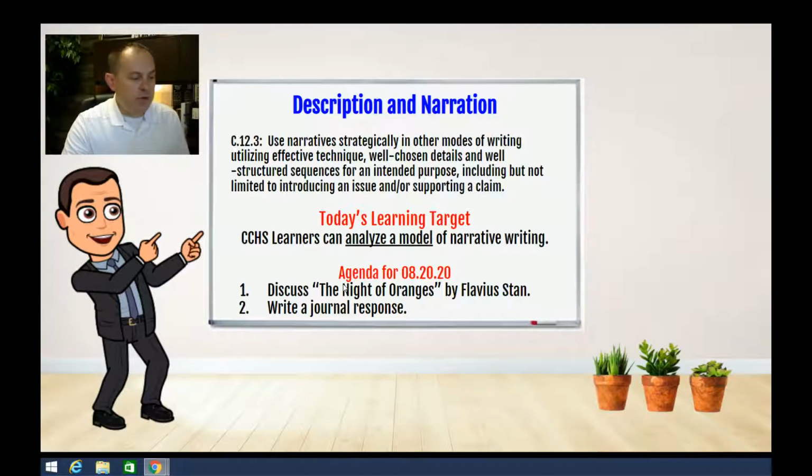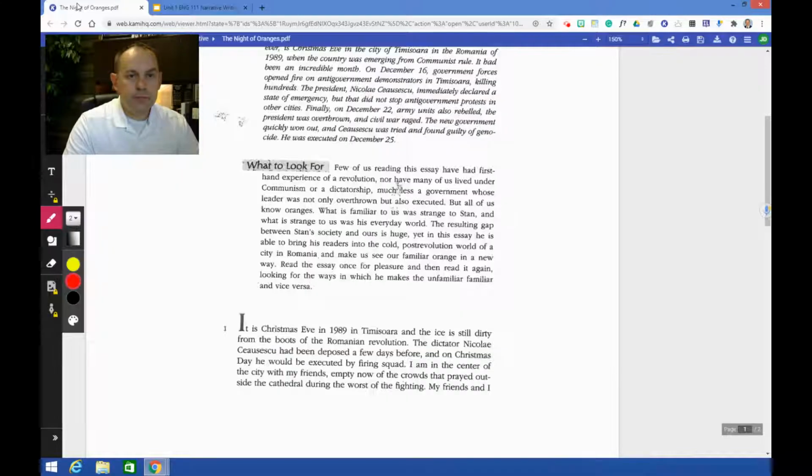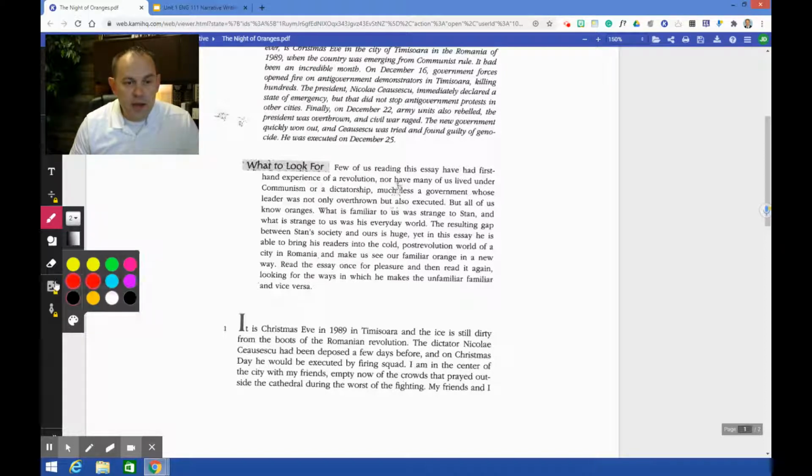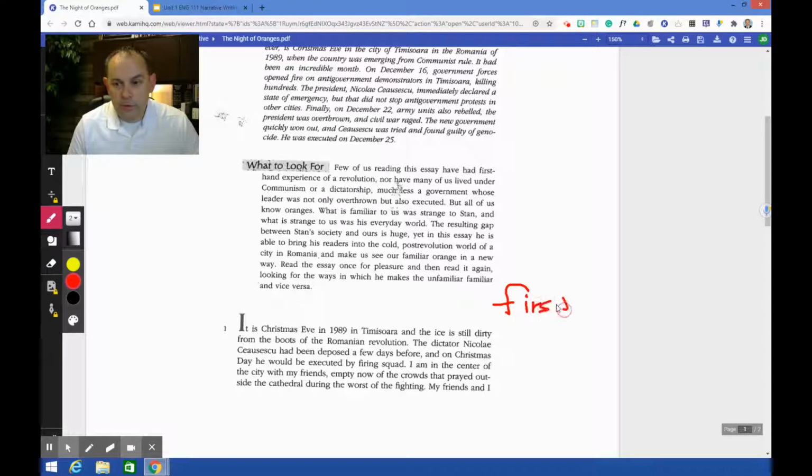So I just want to spend a few minutes thinking about the essay from yesterday and annotating some things about this essay. One of the first things that I wanted you to notice about this essay is the fact that it is written in first-person point of view. So that's important to remember: first-person point of view, which will be a requirement for essay number 1. The narrative essay will be written from a first-person point of view.